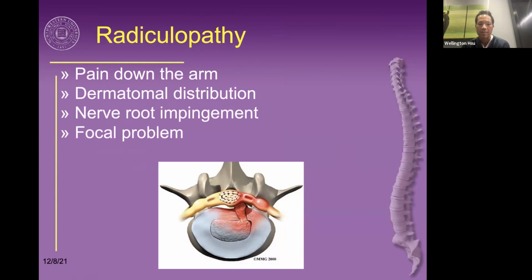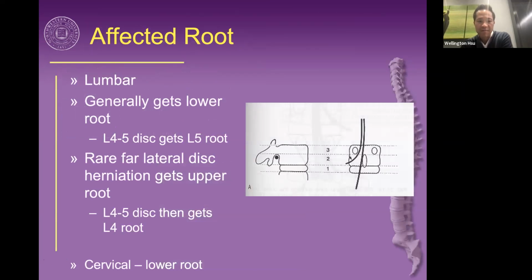So radiculopathy, as we all know, is pain down the arm in a dermatomal distribution from C4 distal. It implies that there's a nerve root impingement issue, and is typically a focal problem. So one, two levels, occasionally three levels, if the patient's really unlucky. The affected nerve root is different from the lumbar spine in some respects.